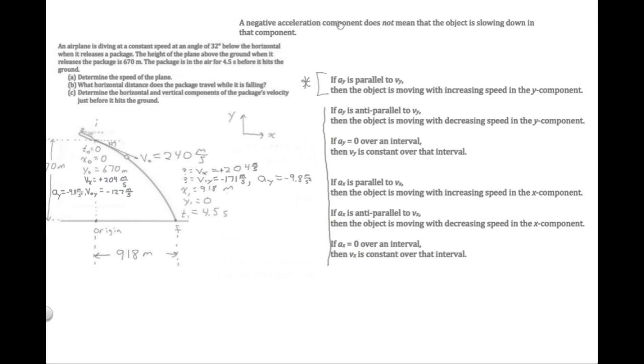So this is illustrating a wrong conception that people have. You can't just say that negative acceleration means slowing down. You have to compare the sign on the acceleration with the sign on the velocity. In this case, the acceleration and the velocity are both negative. That means they're both pointing in the same direction, and that actually means that the object is speeding up, not slowing down.